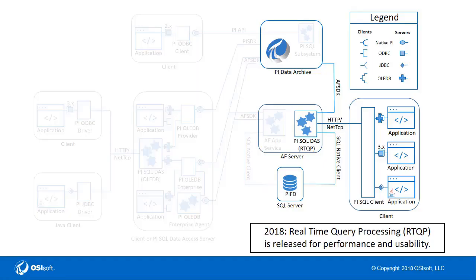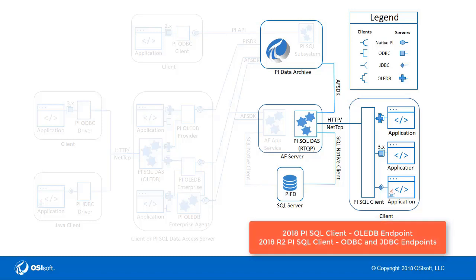In 2018, we released a new product called the PI SQL Data Access Server RTQP, or Real-Time Query Processing. This new query engine sits on the AF server itself and uses SQL Native Client to speak directly to the SQL server that hosts the PI AF database. Clients use the OLEDB, ODBC, or JDBC endpoints just like before to communicate to the PI SQL DAS. This data flow is similar to the ODBC driver and JDBC driver from earlier. However, the communication with the PI SQL DAS is substantially simplified, as you can see from the diagrams on the left versus diagrams on the right.